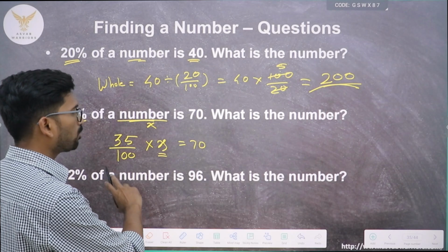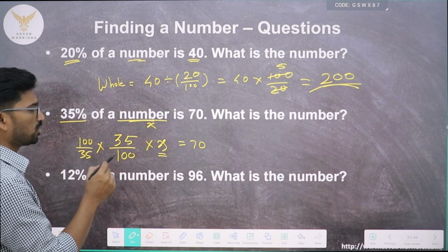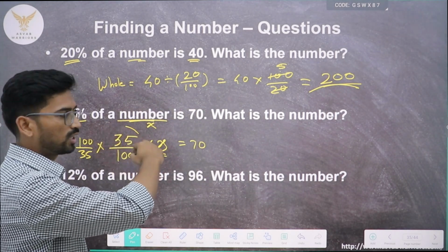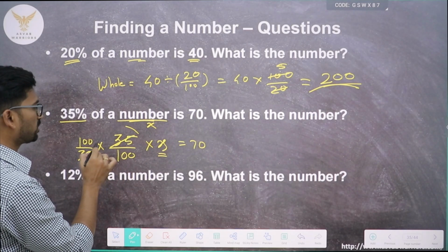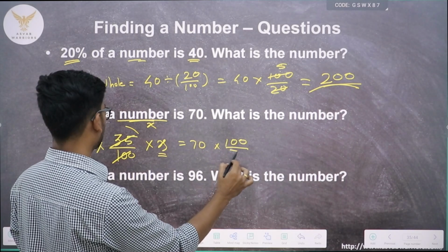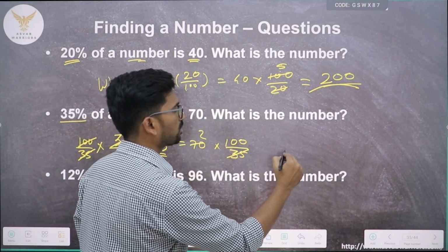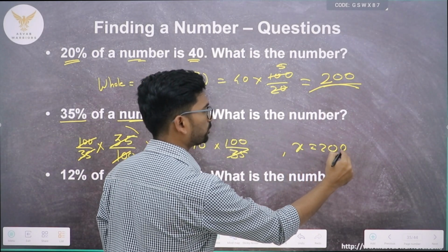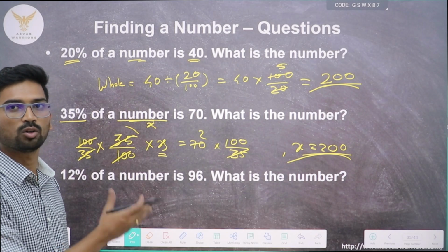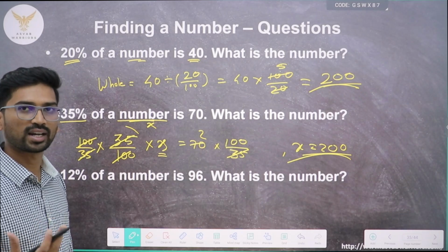So we will multiply both sides of the equation by 100 divided by 35, just to send this fraction over to the right-hand side of the equation. This side gets cancelled out, and we multiply the other side with 100 by 35. So 35 twos are 70, and 100 into 2 is 200. So x is equal to 200. Isn't it easier than writing the whole formula and putting in the values? Whichever method you find useful, you can try it.